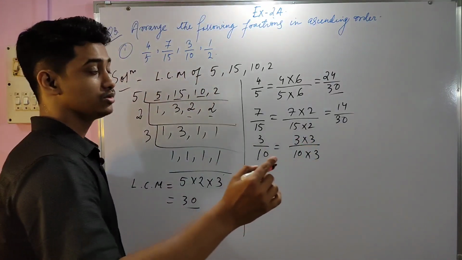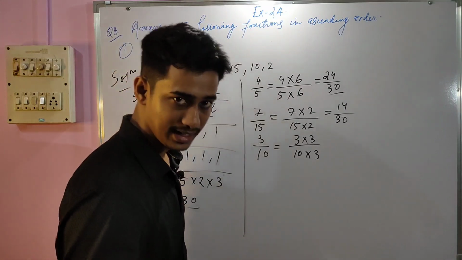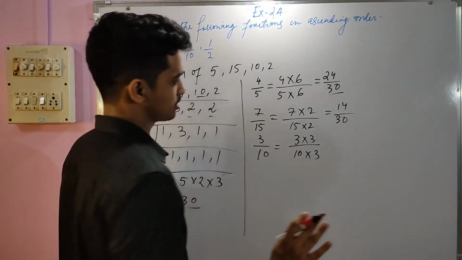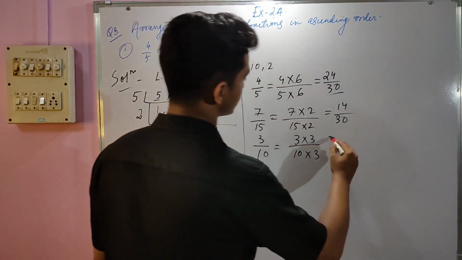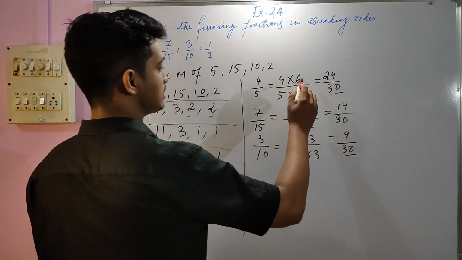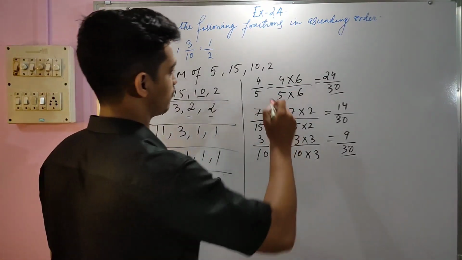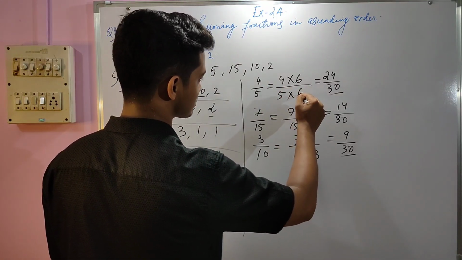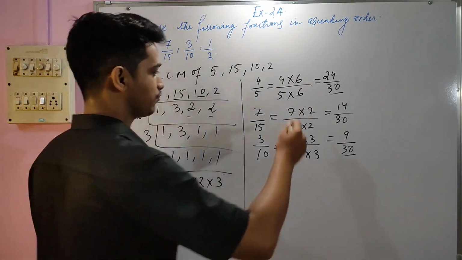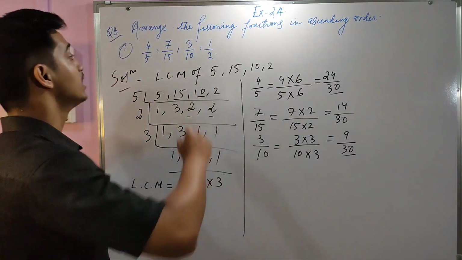We have to continue the same process until all the fractions come under like fractions. That is our motive, right? So 3 into 3 is 9 by 30, right? If you see the process, each and every process is absolutely similar. For 4 by 5 we have to multiply it with 6, so 6 is getting multiplied with the numerator as well. For 7 by 15, 2 is the number, for 3 by 10, 3 is the number.